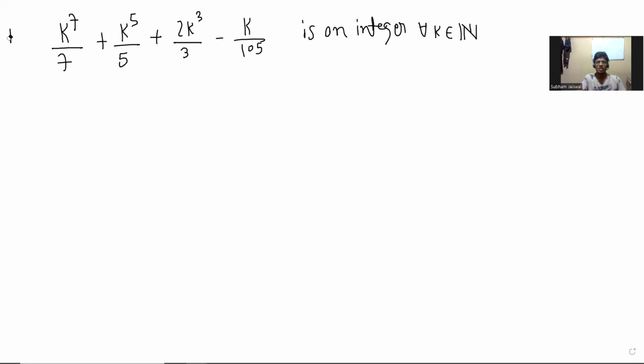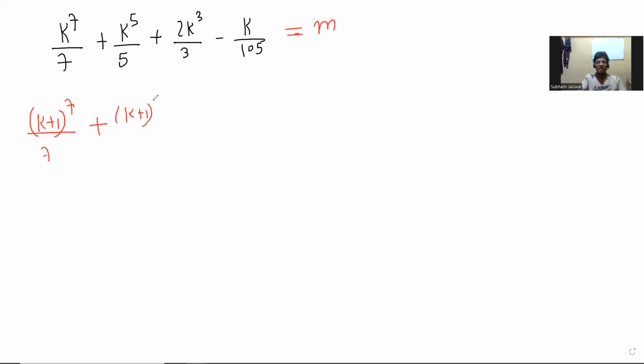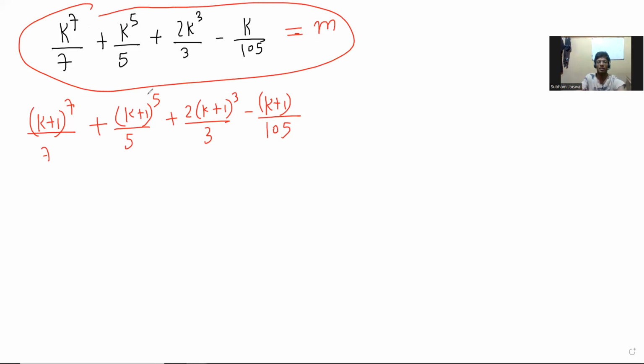So let's just assume this. We will assume that this is an integer. So this is some m, right? And we will obviously not expand everything. That will be very horrible. One can obviously expand it and do it. If you know, you can apply the binomial theorem. So this will be this cube minus k plus 1 by 105, and we want to show this is an integer. So again, we would just like to use this thing. That's all we are saying.